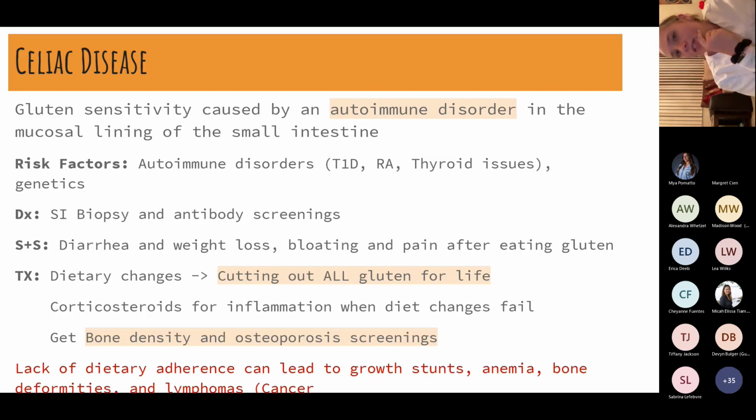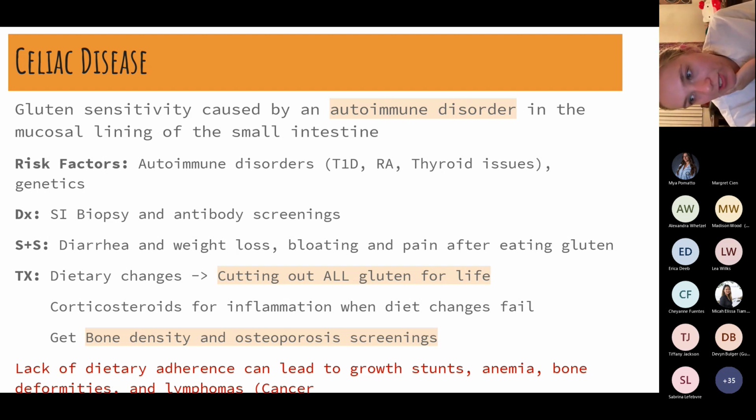When we have celiac disease, this is a gluten sensitivity, but it's an autoimmune disorder. And unfortunately, the only treatment is to cut out all gluten for life. So what is gluten? It is wheat, it is rye, it is barley, beer, all of those are not good for celiac patients. And what's the big deal about, oh, well, they just eat bread once in a while? Well, not really.